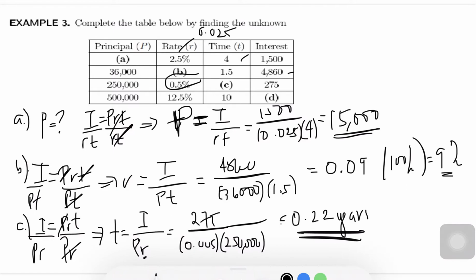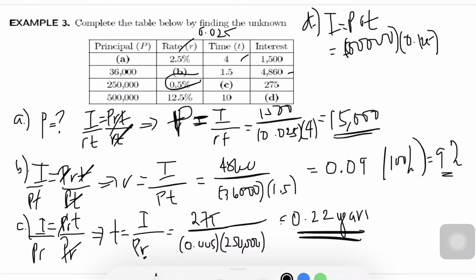Then letter D, since we're looking for interest, we'll just directly use PRT. So we have 500,000 times 12.5% divided by 100, so 0.125, times 10. So 500,000 times 0.125 times 10. So we'll have the interest is 625,000.